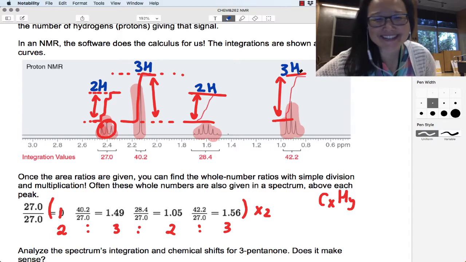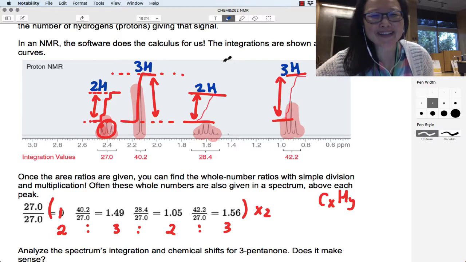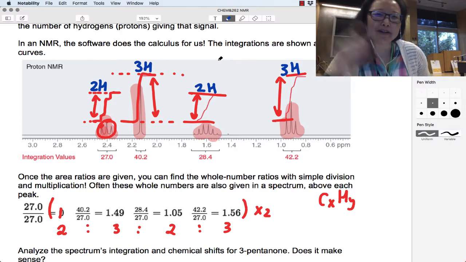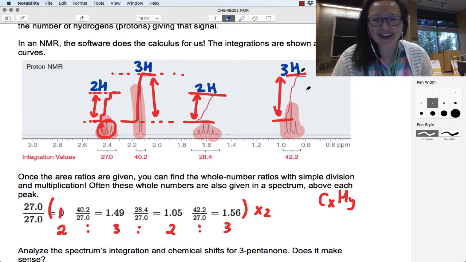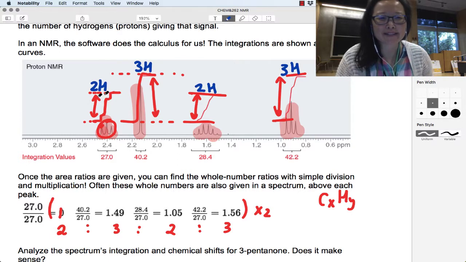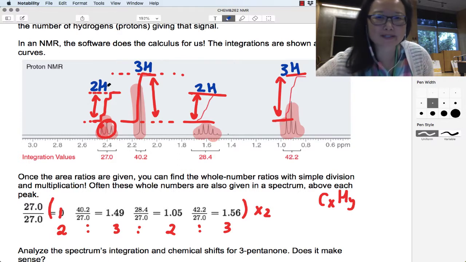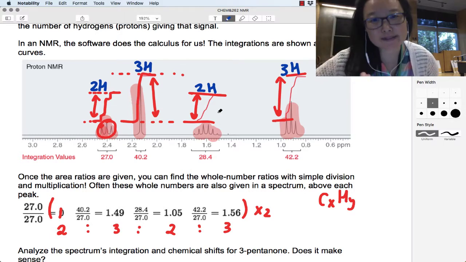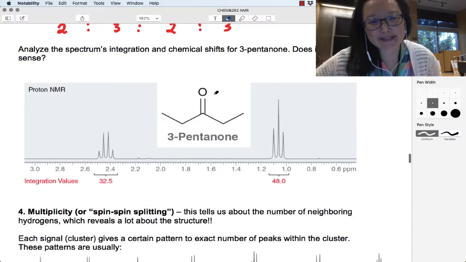All right, so that's really cool because now I can start looking at molecules and see, oh, here are the 3 hydrogens that are alkyl, or here are the 2 hydrogens that are in the alpha position of a carbonyl containing group. So anyway, this will be really, really useful. Let's look at 3-pentanone, okay? And you see there are 2 signals, meaning there are 2 non-equivalent types of hydrogens.